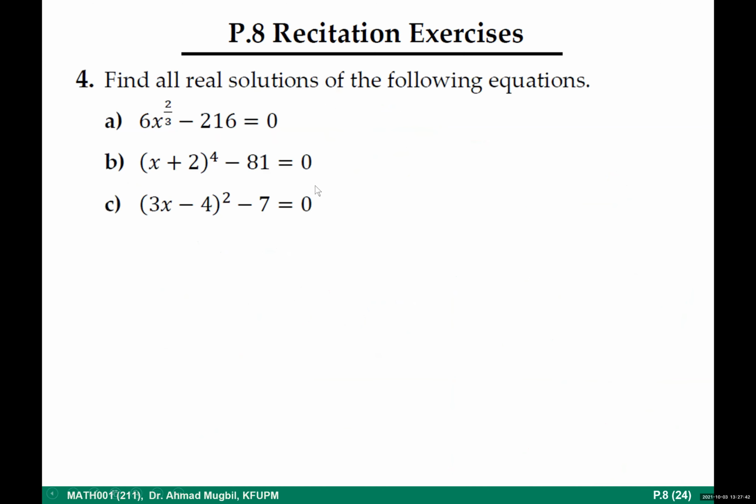Let's see these three equations. They are with the same idea, by the way. If you can solve any one of them, you can solve the third one. Let me start with the first one, A. How to solve A? Always, this is called isolating, Shabab. We will try to isolate the expression with the power alone on one side. We need it at the end to be x to the power n equals a. So this is our target. Next step will be what? Dividing by 6. What is 216 over 6?